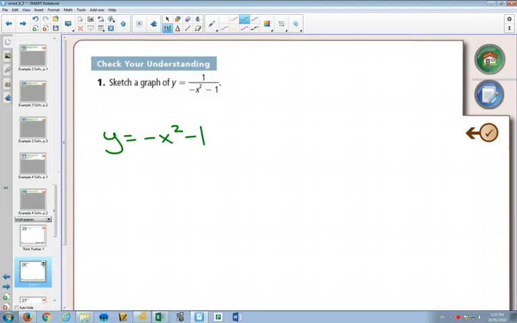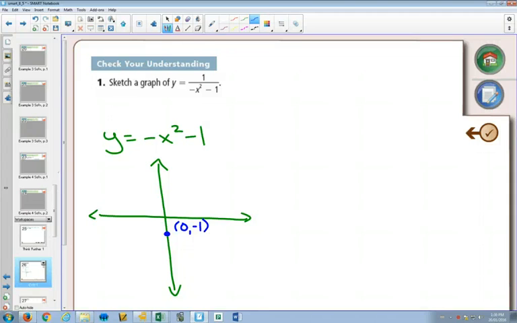So let's start by looking at just what the graph of the parabola negative x squared minus 1 looks like. First thing you're going to ask yourself: is this in a form where I can tell the vertex right away? Yes, it is. The vertex is (0, negative 1).